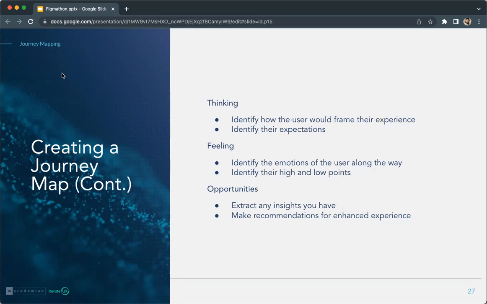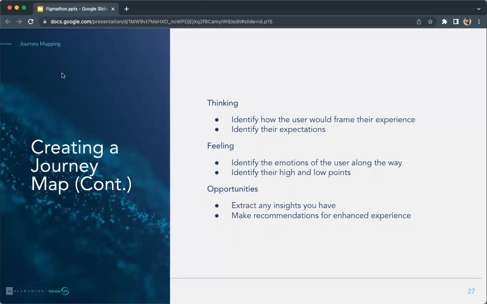Once you've done that, the next step is thinking and feeling. Some of this could come from your persona too, as you've thought about the different pain points that the user is going through. You want to contextualize it a bit more: at each stage, each phase, what could the user be thinking? What's their frame of mind? What are their expectations, as well as what are the emotions that they're going through, and what are the highs, what are the lows?